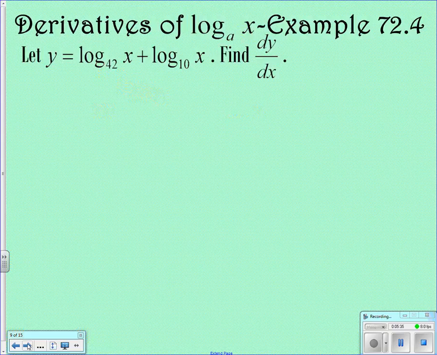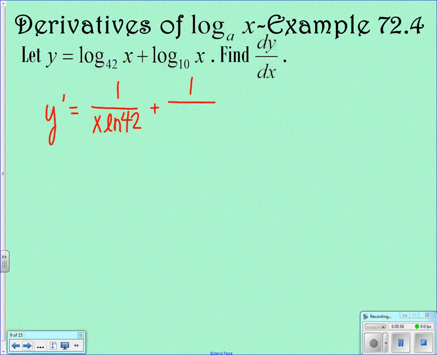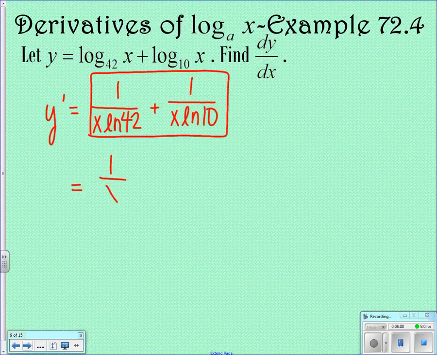So let's look here. To take the derivative, we're going to have 1 over this x goes in front, and then we have the ln of the base, which was 42. So we have 1 over x ln of 42. And then we're going to do the same thing here. We have 1 over x ln of the base, which is 10. And so this is where I would leave my answer. However, sometimes your answer key is going to factor out the 1 over x, and it's going to write it like this.